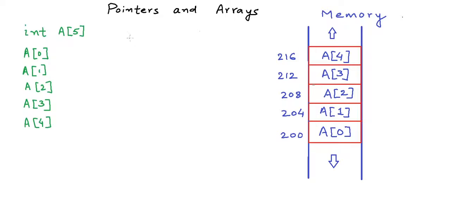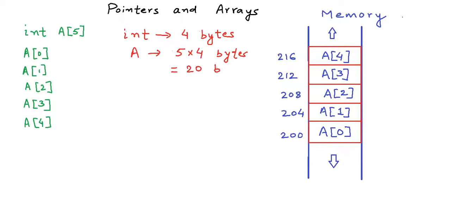If a0, or the first element in the array, is stored at address, let's say, 200, and in a typical modern-day compiler, an integer is stored in 4 bytes, so a1 will be 4 bytes ahead of a0 at 204, and a2 will be at 208, a3 at 212, a4 at 216. The overall size of the array would be 20 bytes, and these 20 bytes will be one consecutive block. We are only showing the section of the memory in which A is stored.